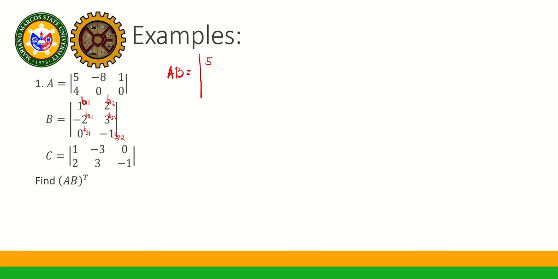So, our AB will be the first column of matrix A multiplied by B11. So, 5 times 1, and then 4 times 1. Then we add the second column, negative 8 and 0, multiplied by B21. So, that is negative 2 multiplied by negative 2. And then, we add the elements of the third column multiplied by B31. So, that is 0.